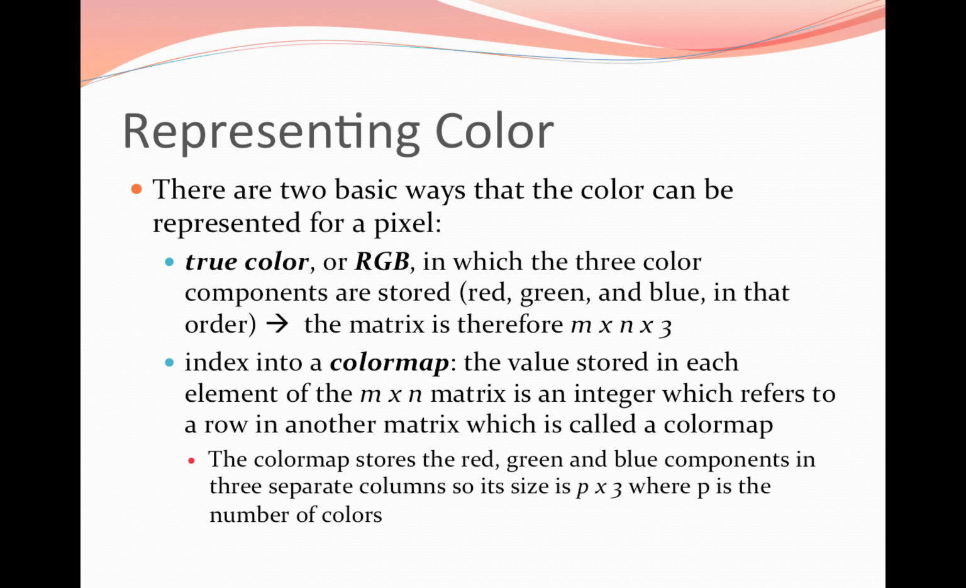The matrix is actually a three-dimensional matrix. So the m by n, that's the dimensions of our image matrix. The three layers of the matrix are the red, the green, and the blue components.